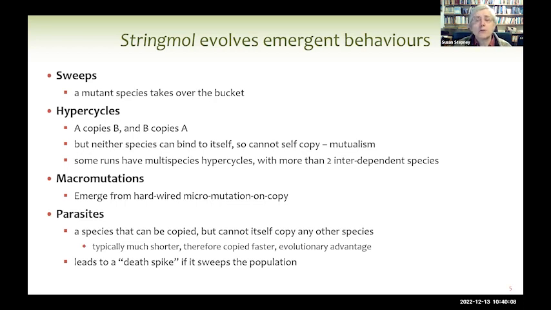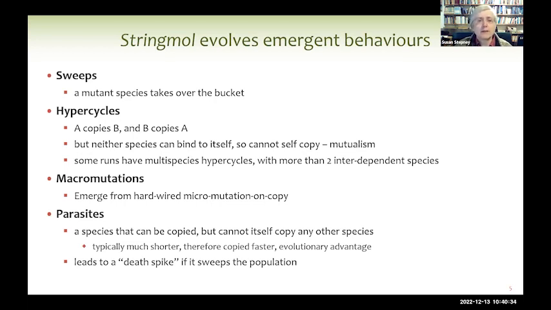The only mutation built into the system is a micromutation on copy, but some macro mutations emerge from this, where the way the string acts is it chops off large sections of strings or glues large sections of strings into the system. But the thing I want to talk about today mostly is the evolution of parasites.